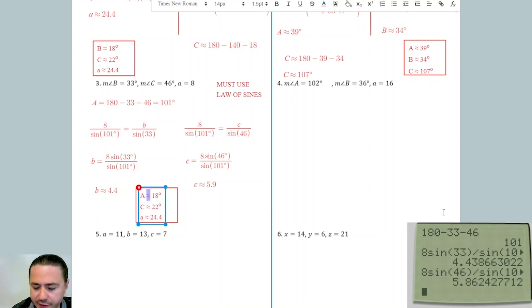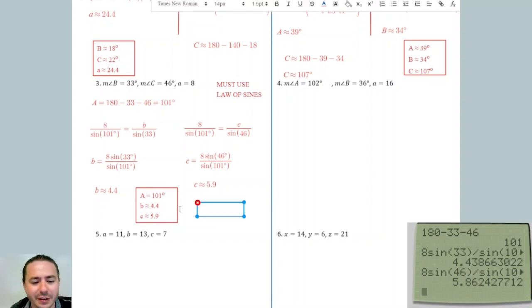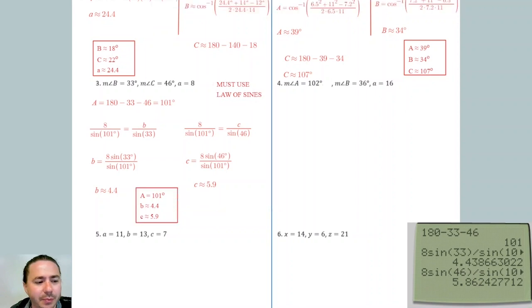Okay, so angle A is actually exactly 101 here. Side B is approximately 4.4, and side C is approximately 5.9. All right, so that one's kind of boring. I don't know how that problem snuck on here, but yeah, for this one, you've got to use the law of sines.